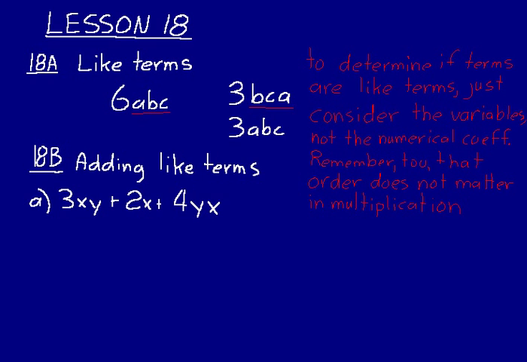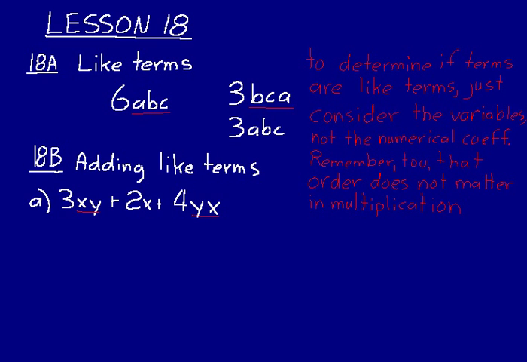Now, think about it. There are some like terms here. And you have an x and a y. Remember, when you're thinking of like terms, you just look at the letters. You don't worry about the numbers. And then you have a yx over here, but that's the same thing as xy, right? So you can just rewrite this.